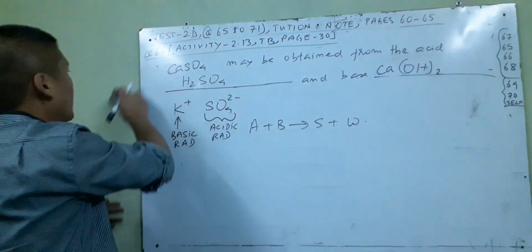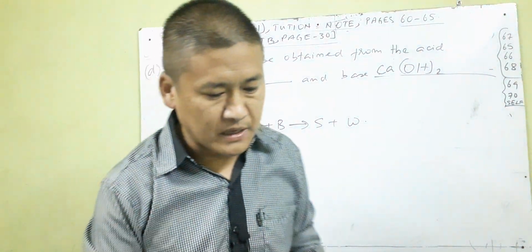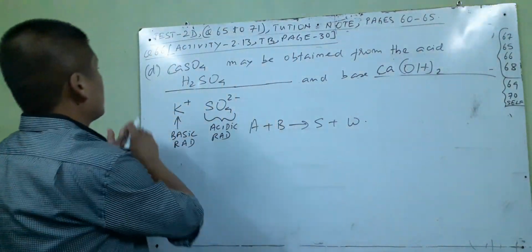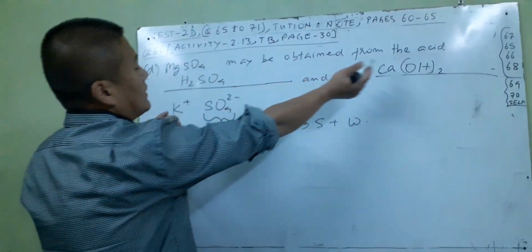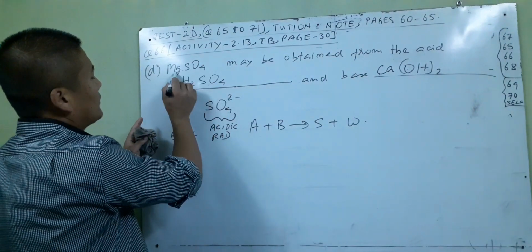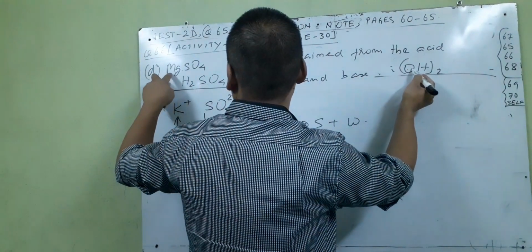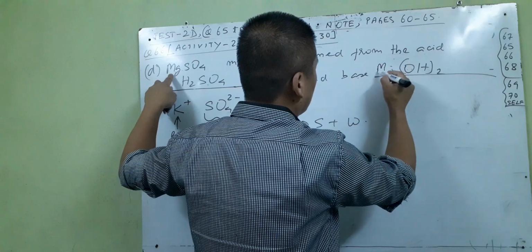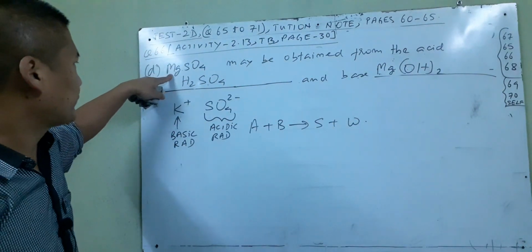Next, D is magnesium sulfate. So that will be MgSO4, the formula. So the acid is still the same one, H2SO4, and magnesium hydroxide this time. The base will be from Mg, the positive part. And the valency is still 2, so same, Mg(OH)2.